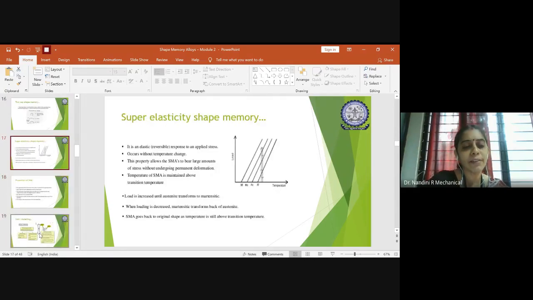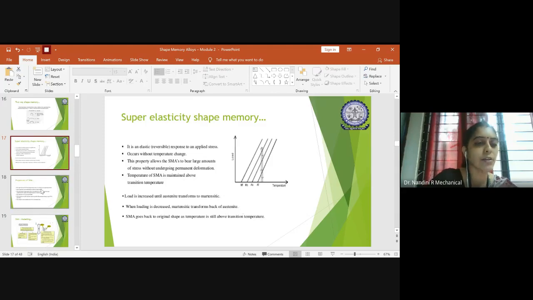And every material has a different requirement of either the load or the temperature. It depends upon the combination of alloys you are using. So that is one of the characteristics of the shape memory alloy. And the next characteristic is, when you stop loading, what happens? The martensite transforms back to the austenite.